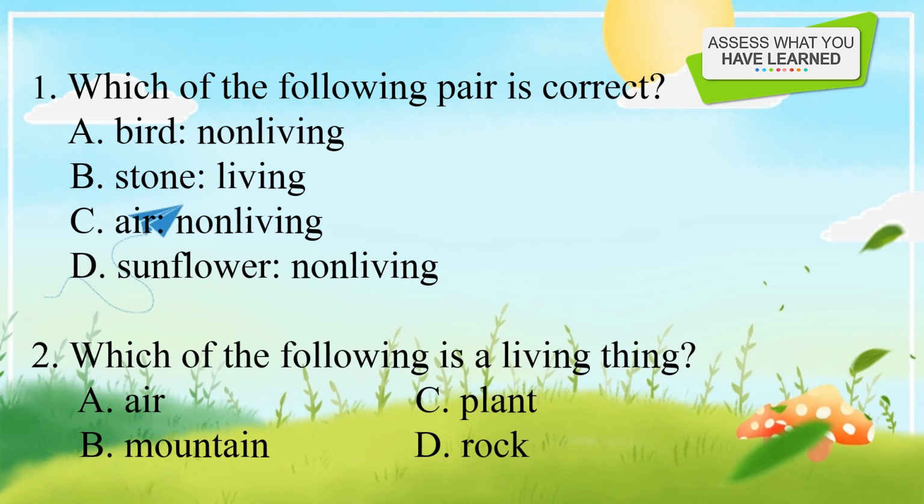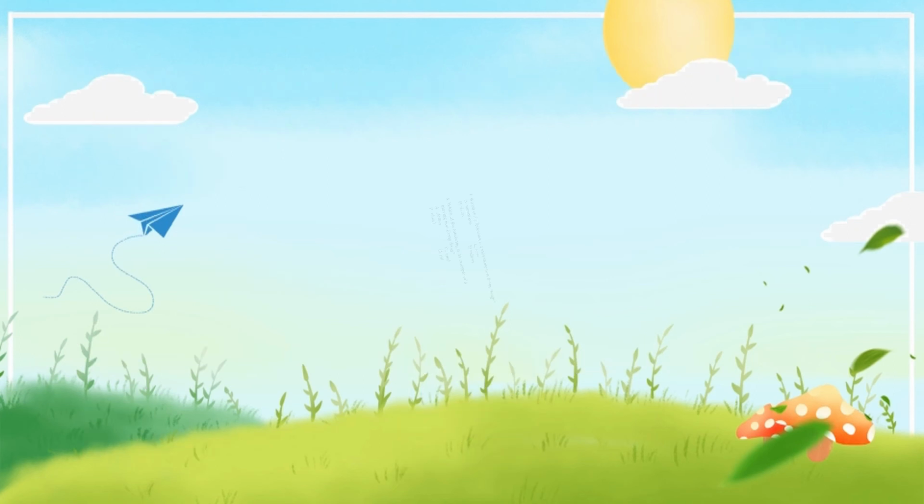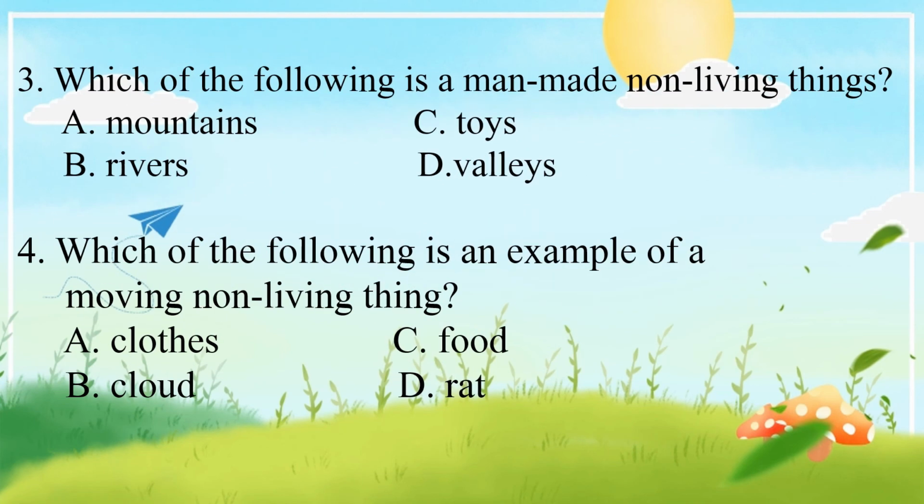Number 2. Which of the following is a living thing? A. Air. B. Mountain. C. Plant. D. Rock. Number 3. Which of the following is a man-made, non-living thing? A. Mountains. B. Rivers. C. Toys. D. Valleys.